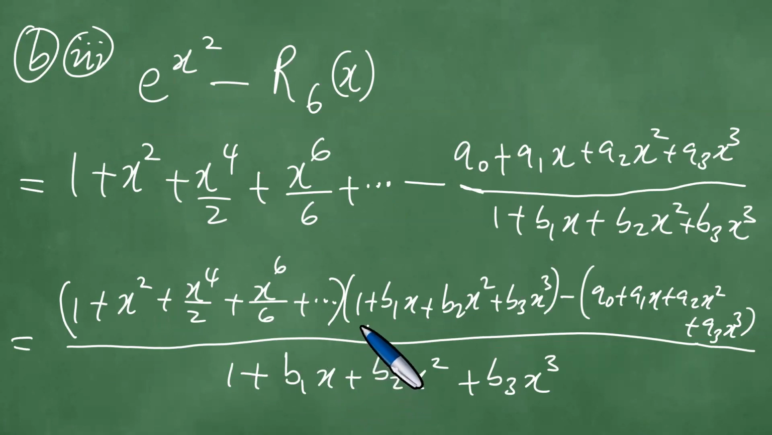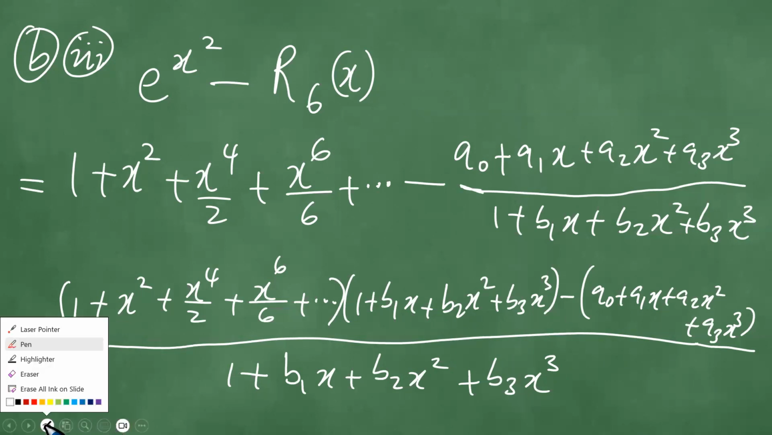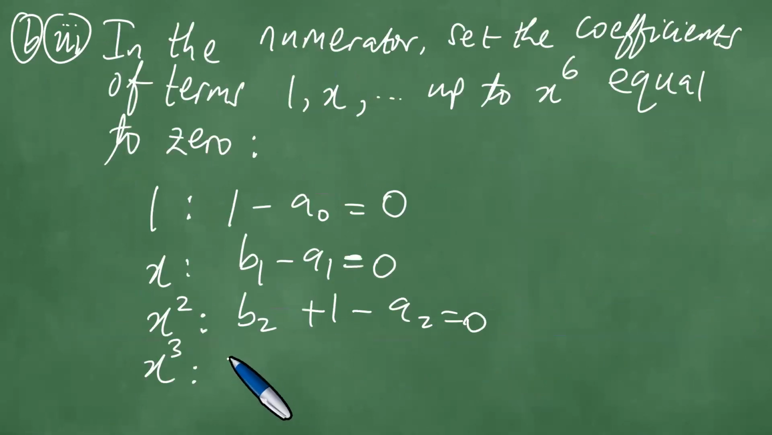Let's look at the x cubed terms. You're going to have b1 x squared times x, which brings a cube. A couple of cubes are going to appear from this: the b1 and x squared, and what else? The b3 x cubed by 1, and there's going to be minus a3. So that's going to be b3 plus b1 minus a3 equals 0.